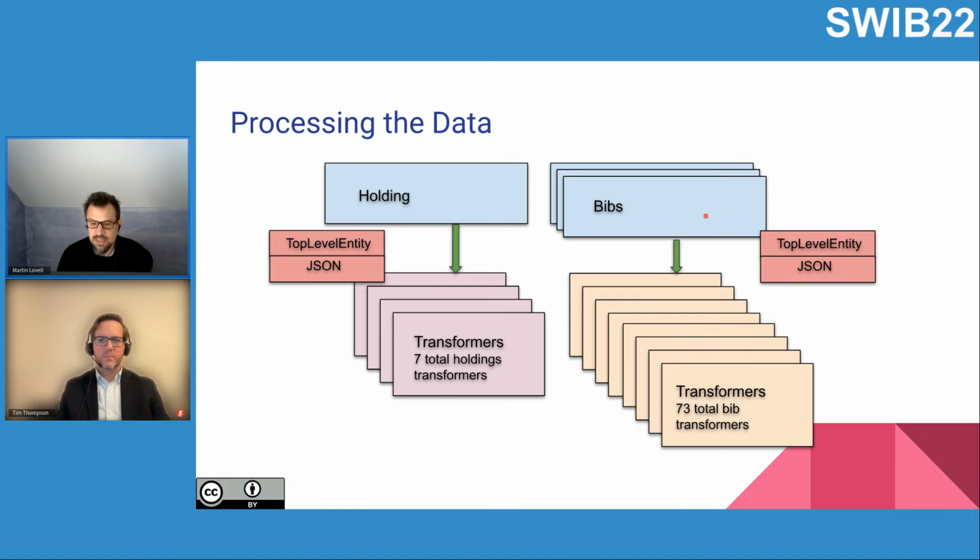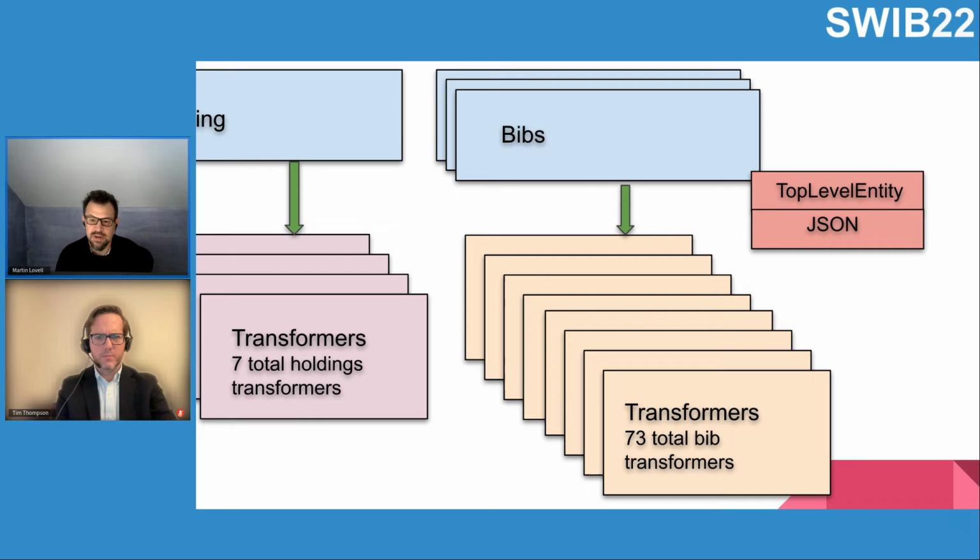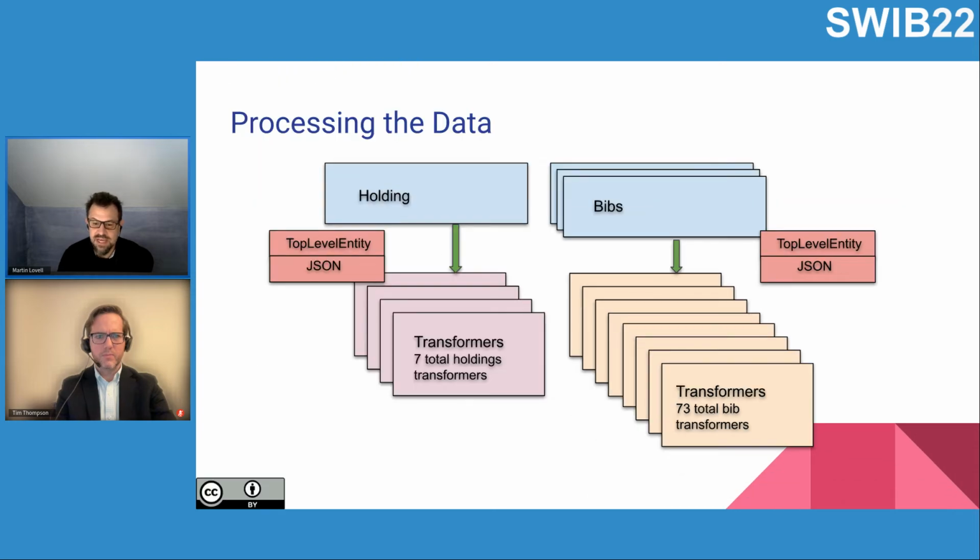So we get the bib and we create a top level entity, which is a resolvable entity. And we have an object that represents the JSON. We sort of just bounce it down these transformers, and each transformer typically will either add some JSON to the main record for the bib or the holding, or it might look for and create, if it doesn't find one, a new entity to relate to one of these objects.